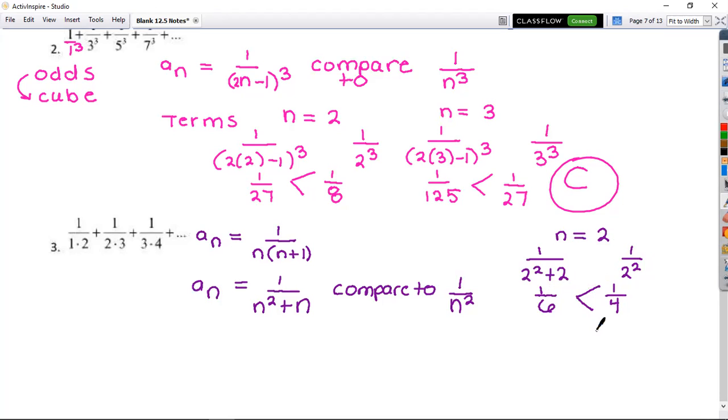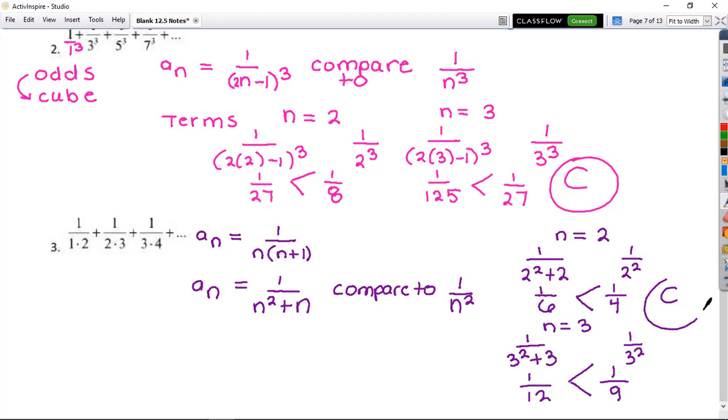So then say you have n equals 3 and you're looking for that term. So I can go 1 over 3 squared plus 3 versus 1 over 3 squared. So I have 1 over my 12 versus 1 over my 9. And this is going to be larger. Okay, so this one, same deal. This one is convergent.